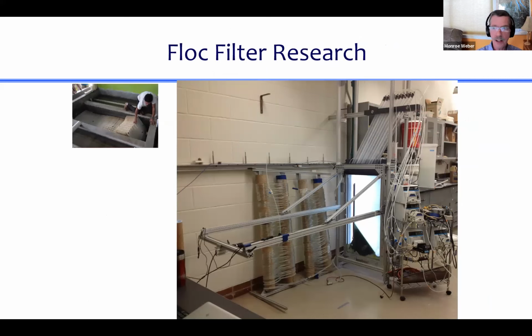Okay, so let's talk about some laboratory results that we obtained. So you can actually see some of this, that it's not just an animation by Monroe, but actually some real video that has been untampered. This is some floc research that we did, and we were trying to figure out what's going on inside of our sedimentation tanks.